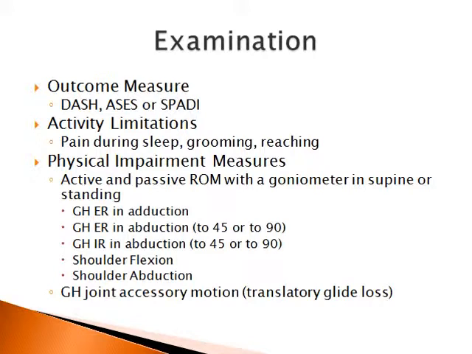Physical impairment measures that you want to document are active and passive range of motion with a goniometer, either in supine or standing. You want to make sure you measure external rotation in both adduction and in abduction to 45 degrees or to 90 if they can get to 90. You also want to measure internal rotation in abduction to 45 or to 90, shoulder flexion and shoulder abduction. Should also note joint accessory motion or the translatory glide loss in each direction of the shoulder.